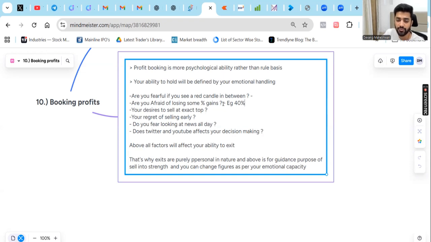Okay, how many of you get fear by looking at profit? Okay, it's not even a red candle. You are just seeing profit like 35%, 40%. That makes you typical shit, man. Now what type of feeling?